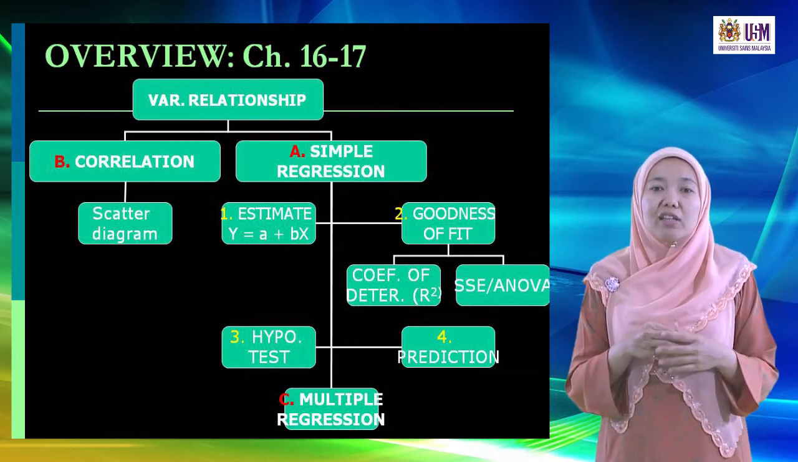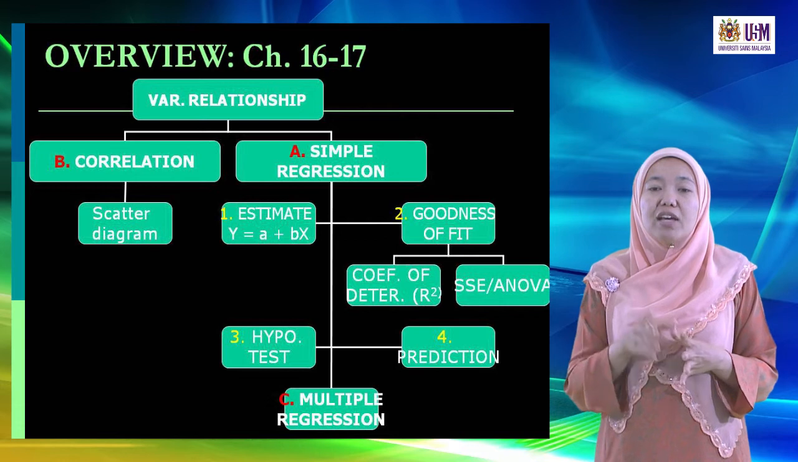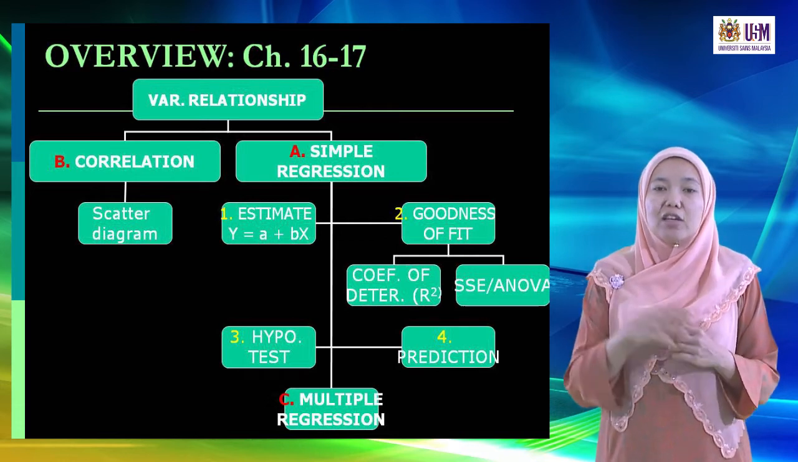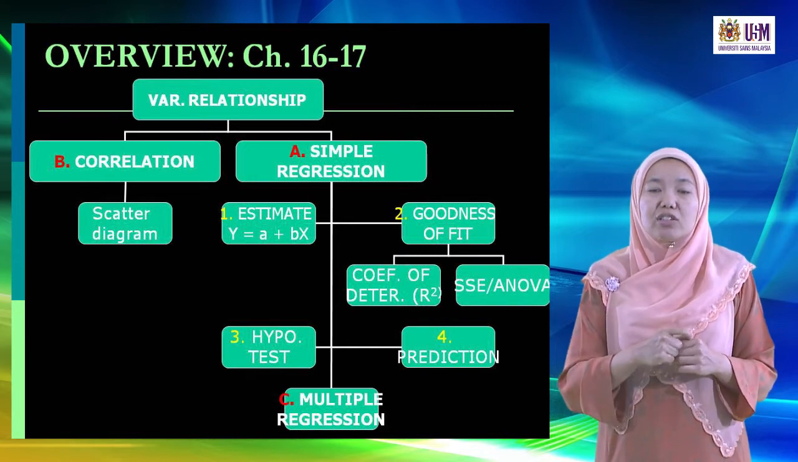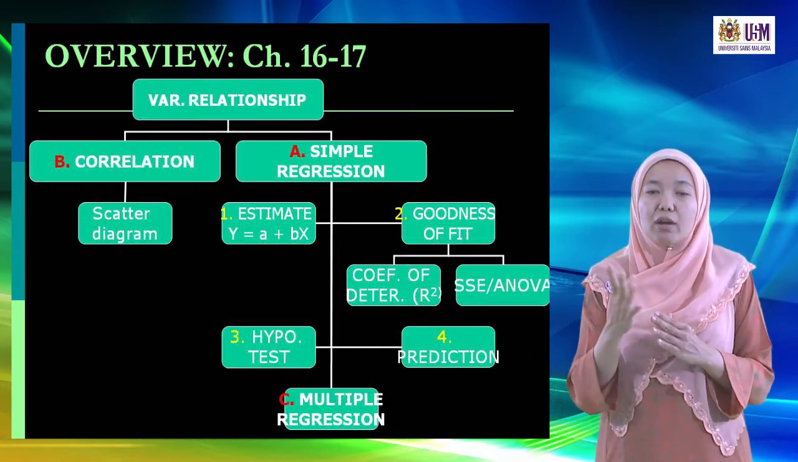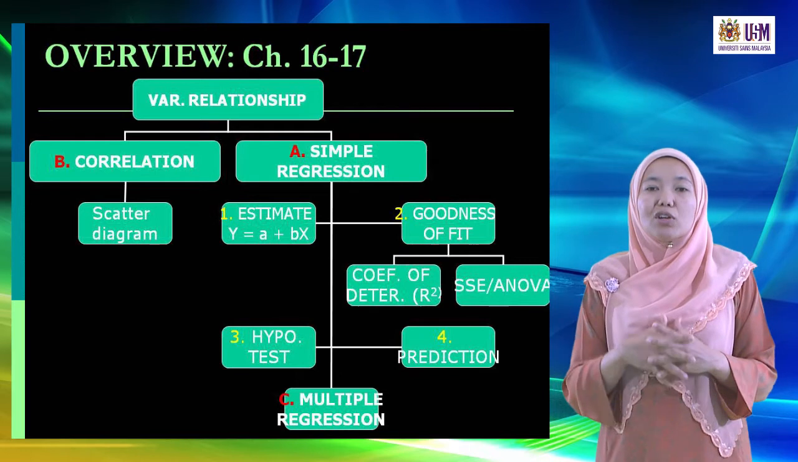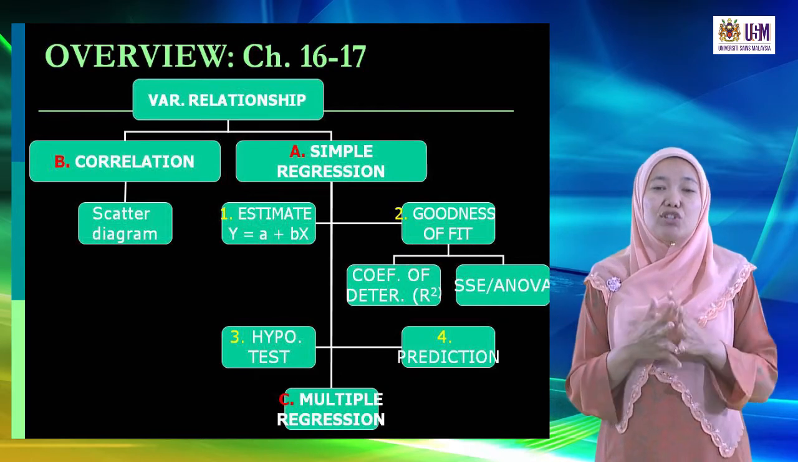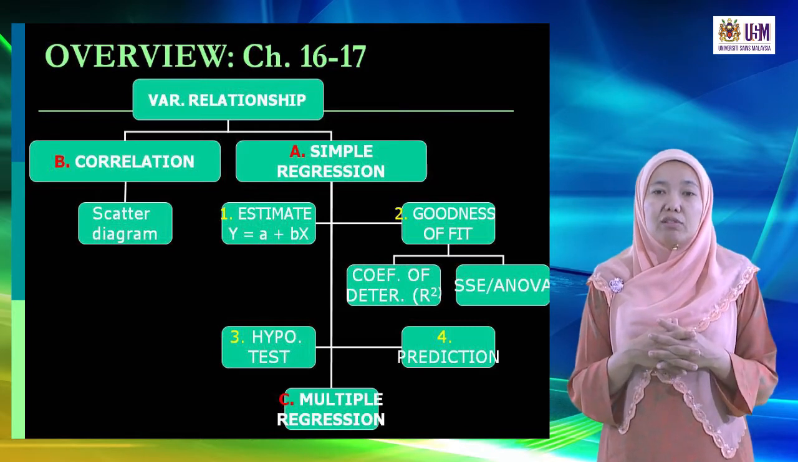Or you can explain the variable relationship in terms of simple regression. Simple regression is the line. The line that tells you there is a positive relationship between the variables is going up. If your line of regression is going down, it tells you there is a negative relationship between the two variables.